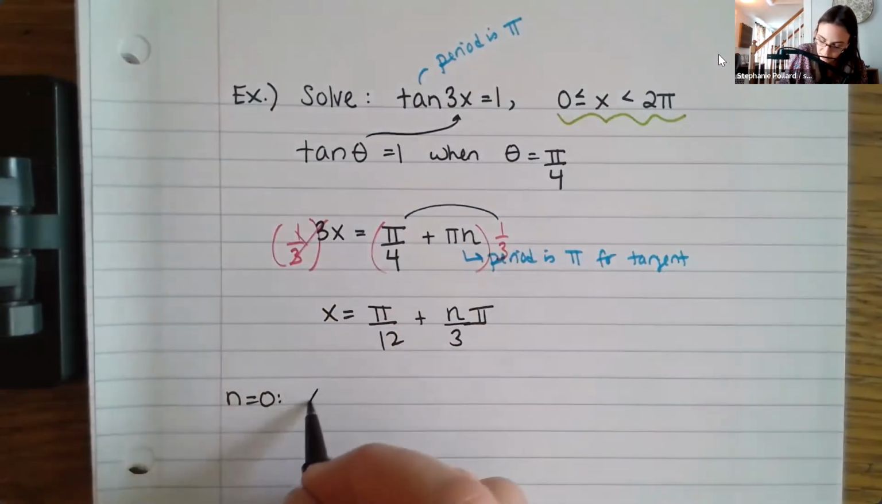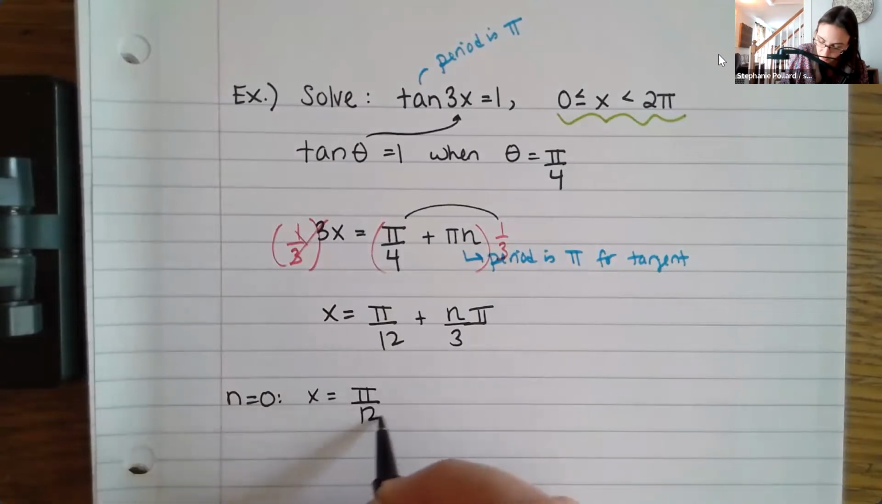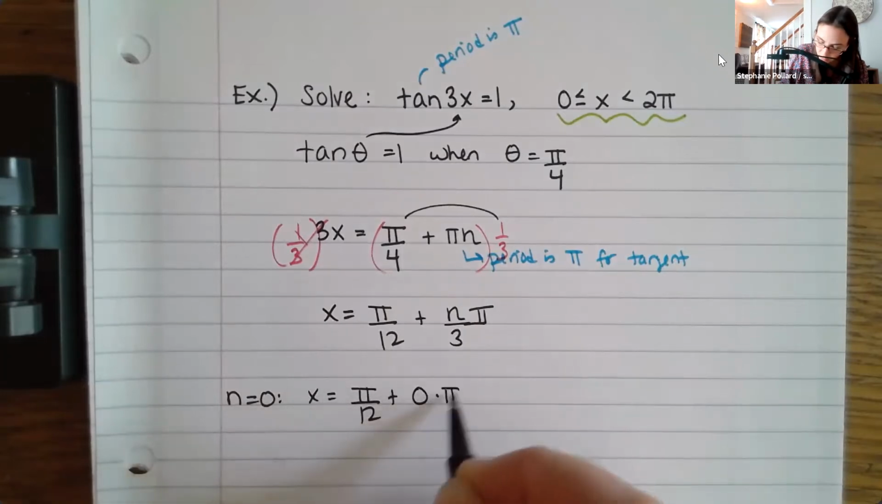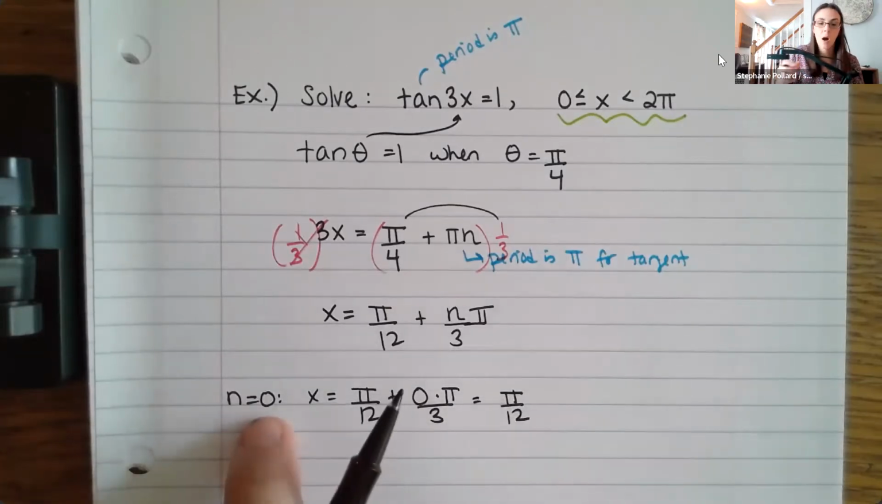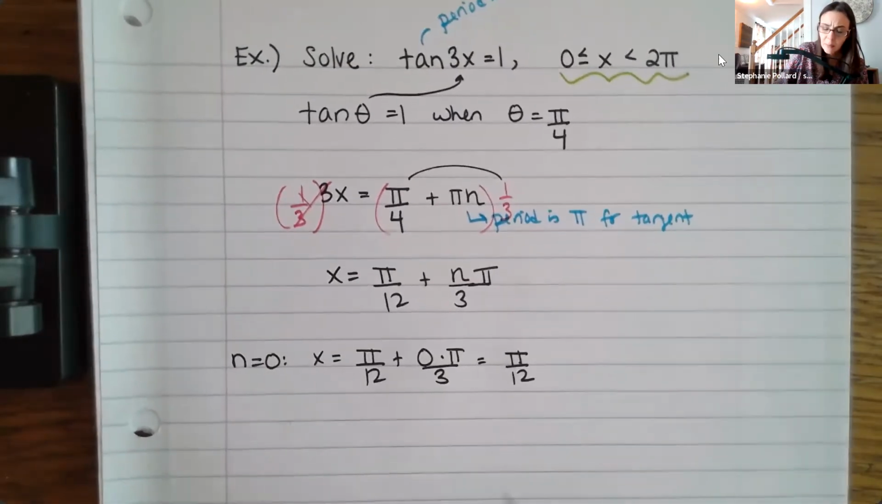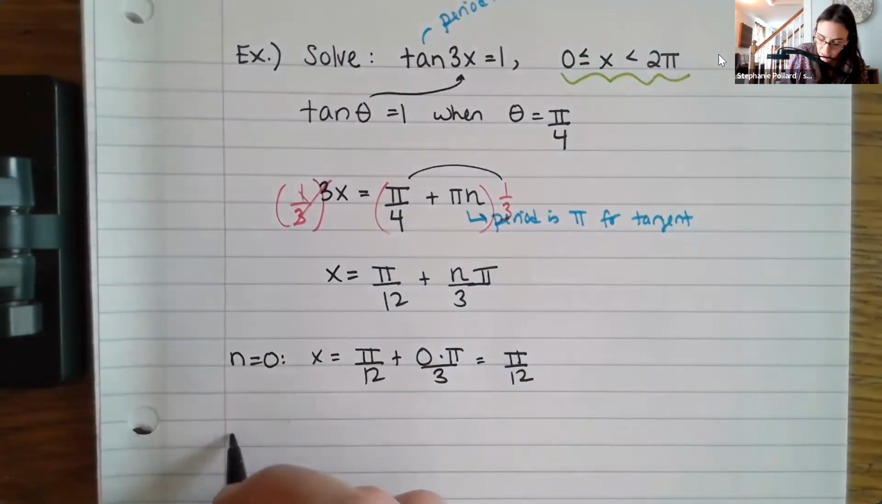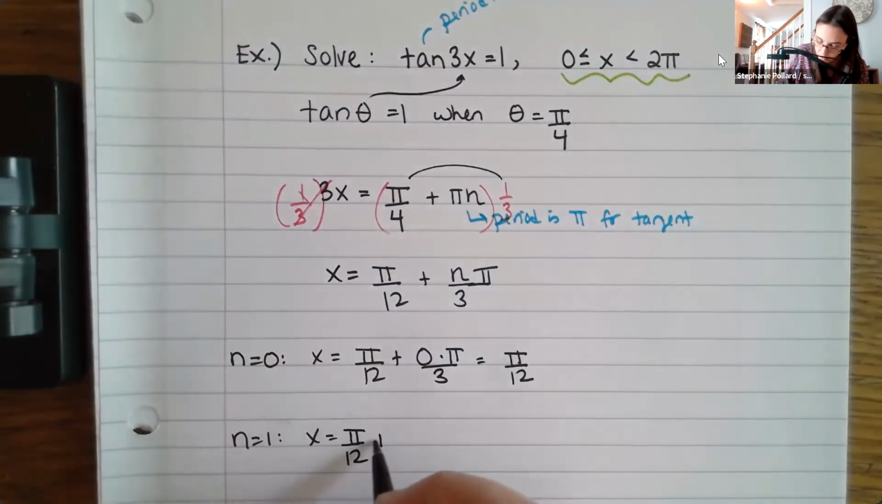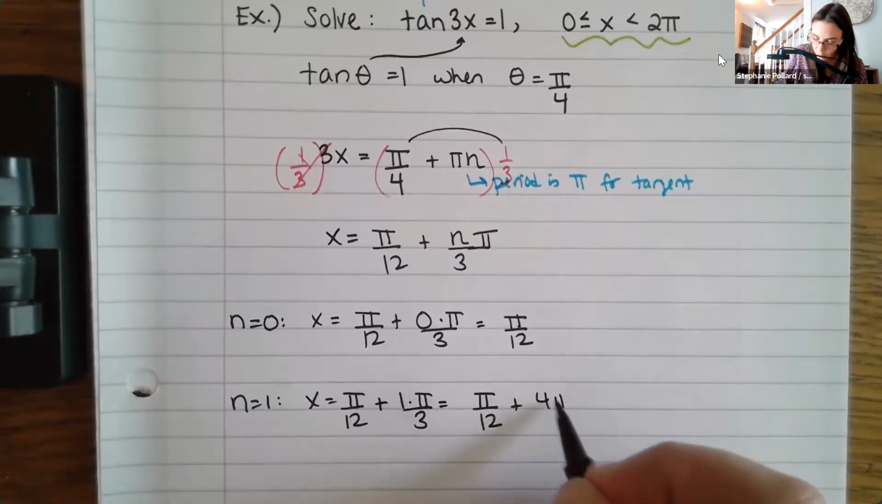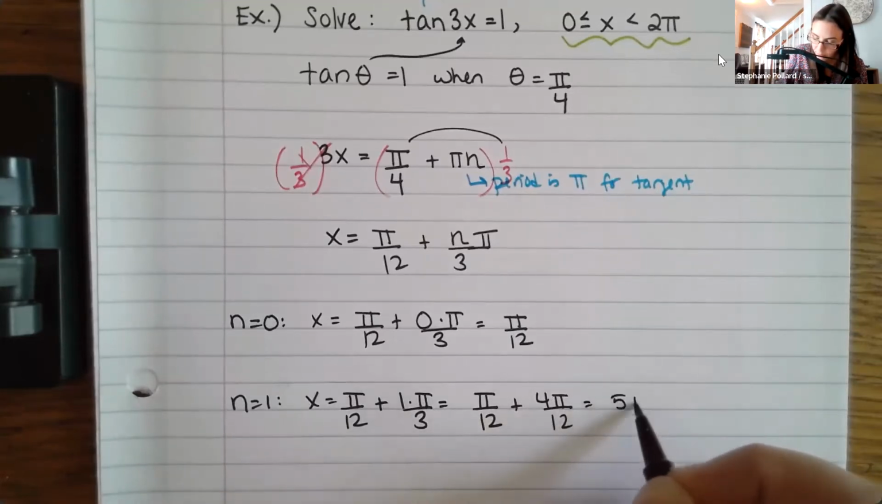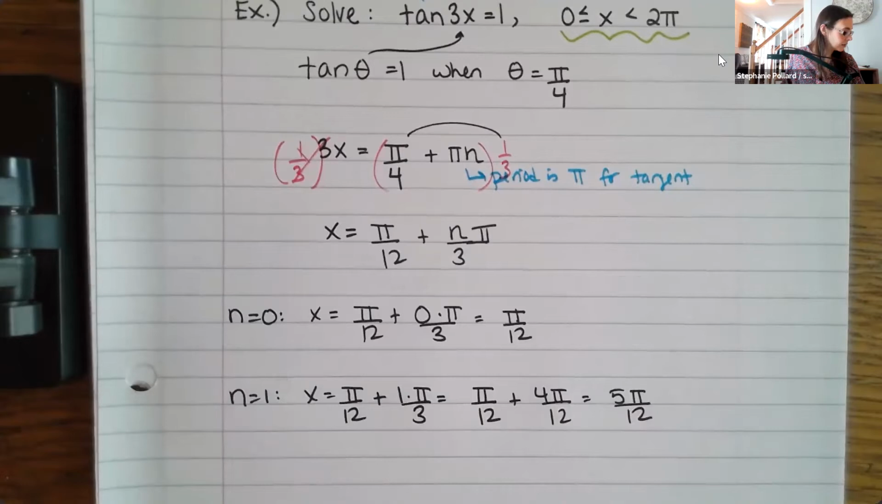So you would have that your x value is pi over 12 plus 0 times pi over 3. Of course, this all cancels out. So it's just pi over 12. Your n equals 0 will always give you the first value that we already found. And then you try n equals 1. So we have pi over 12 plus 1 times pi over 3. You do need to do a little bit of common denominator work here. So that's going to be 4 pi over 12. So you have 5 pi over 12 as your next answer.